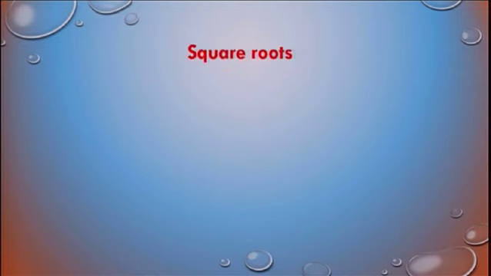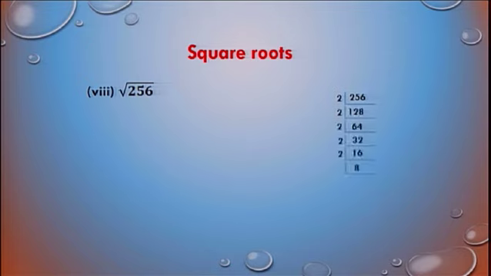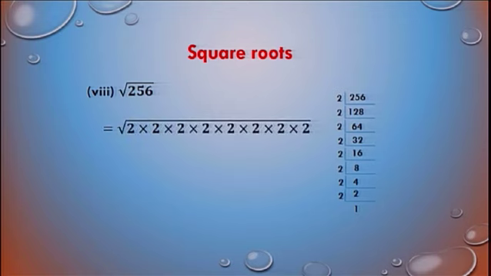Let's take one more example. Square root of 256. We're going to find the prime factors, so we divide by 2. You will see that 256 is equal to 2 times 2 times 2, 8 times. So we're going to consider the pairs of number 2. In each pair, we're going to take only one of them. So the square root of 256 equals 2 times 2 times 2 times 2, which is equal to 16.